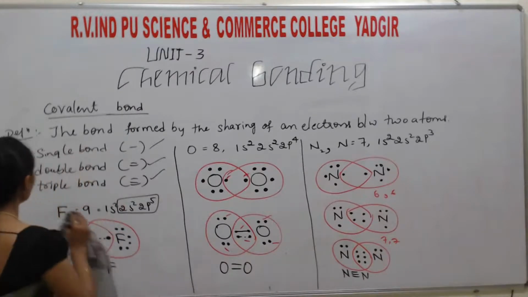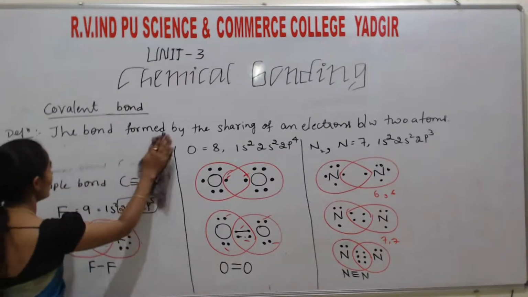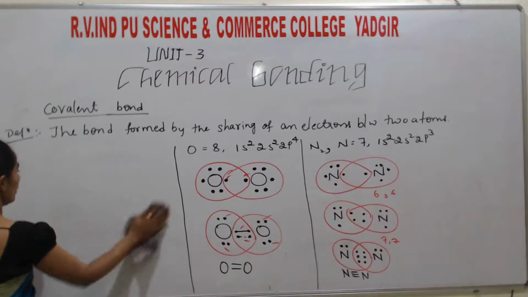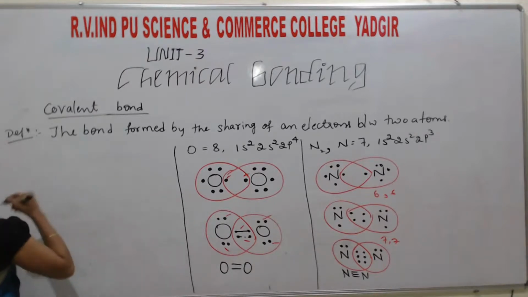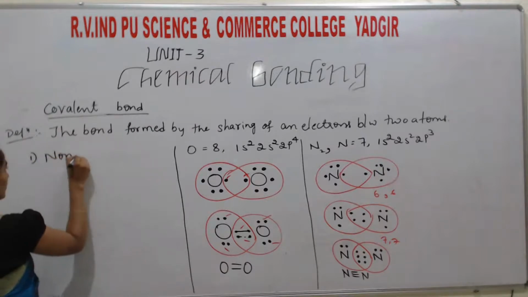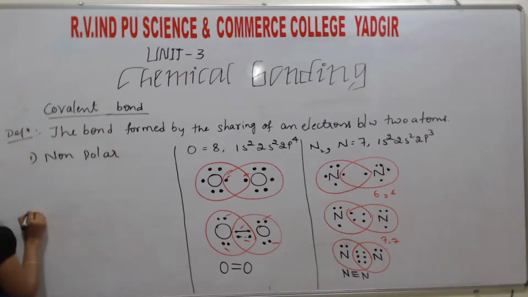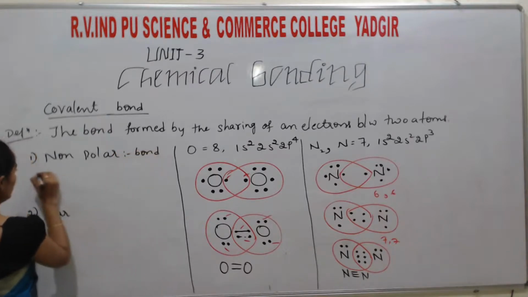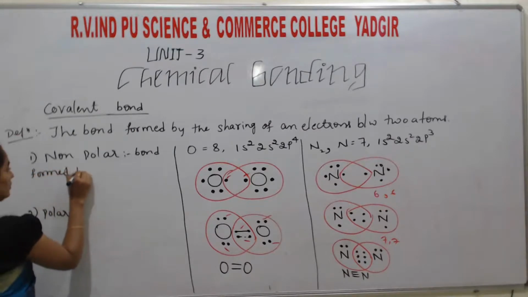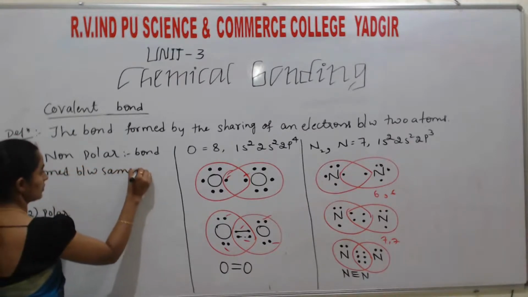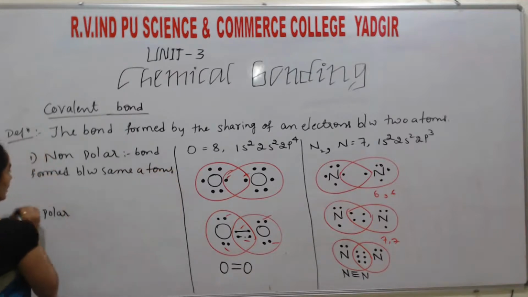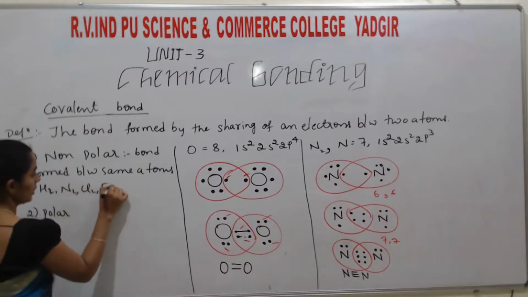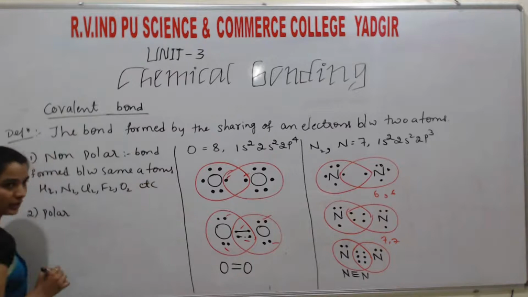Okay. So in the covalent bond, students, again in the single, double and triple bond, other types of bonds are there. One is non-polar, another one is polar. See, if a bond is formed between the same atoms, then they are non-polar, like H2, N2, Cl2, F2, O2, etc.